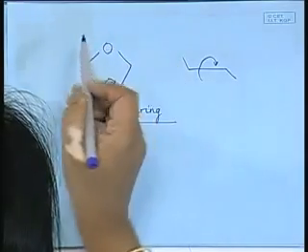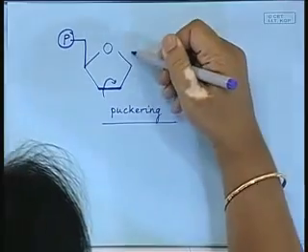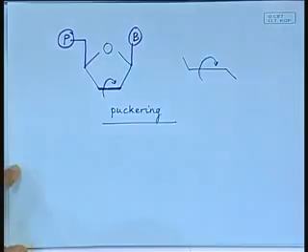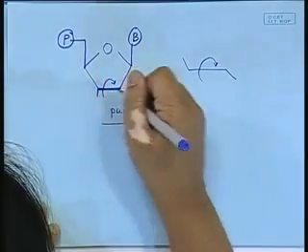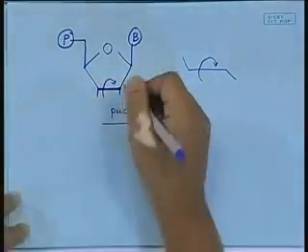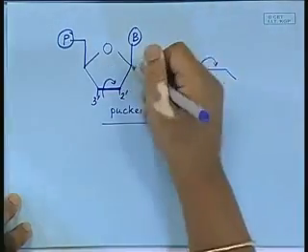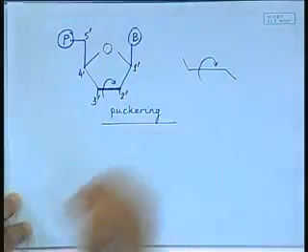We have something like this. This is attached to the phosphate, and where is this attached? This is attached to the base. And this is our 2 prime, this is our 3 prime, this is our 2 prime and this is our 3 prime position, fine. This is our 1 prime, this is our 4 prime and this is our 5 prime.